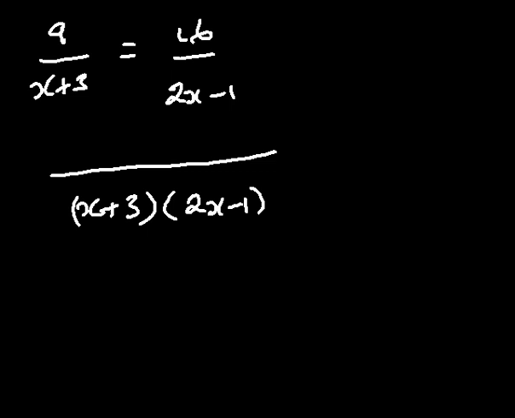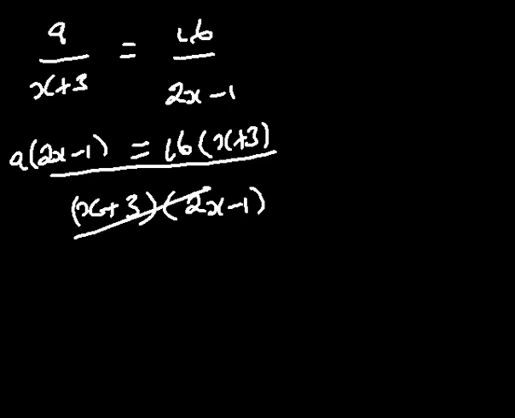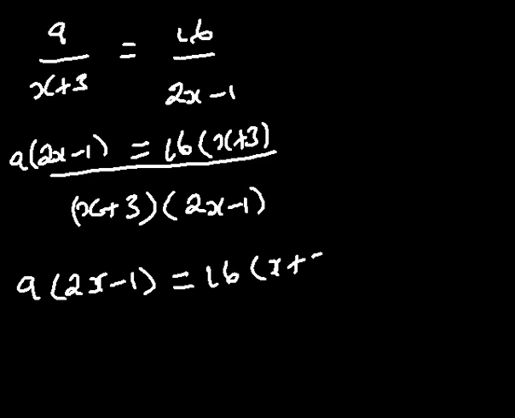And 2x minus 1 into this, so we have x plus 3 times 16, and we'll have an equal sign here. Then x plus 3 into this, we'll have 2x minus 1 times 9. For this case, we just have to ignore the common denominator and pick the numerators. So we have 9 times 2x minus 1, which is equal to 16 times x plus 3.